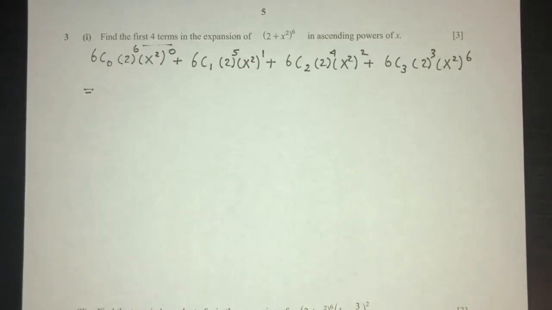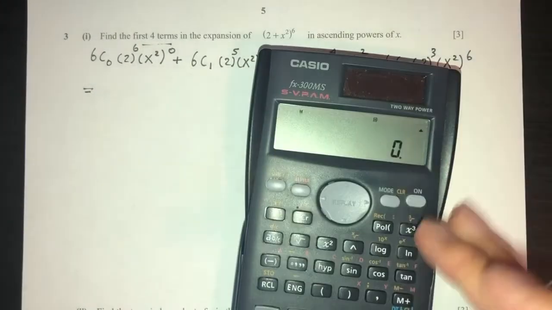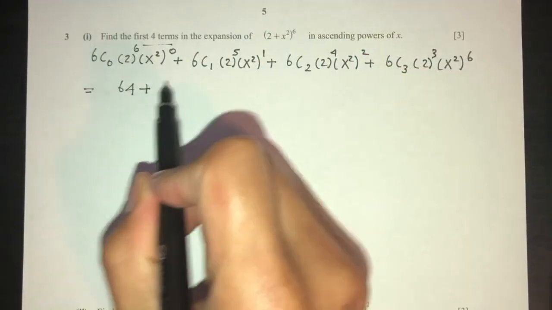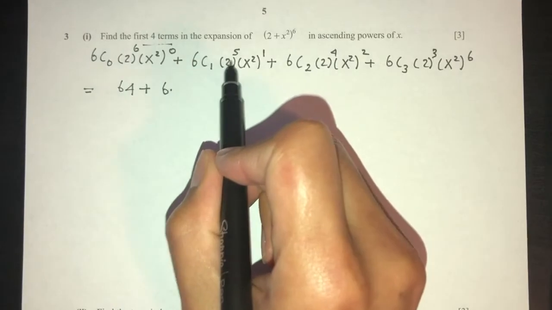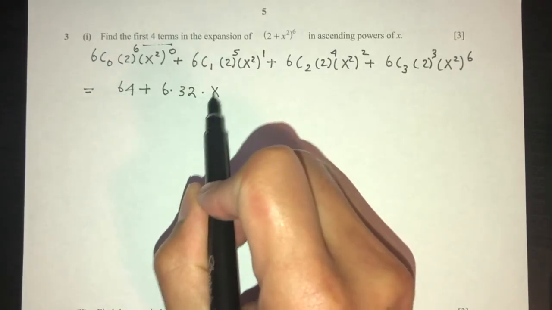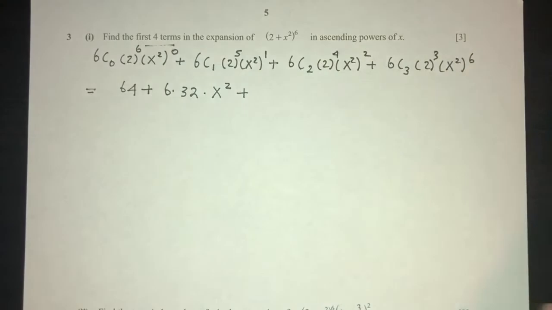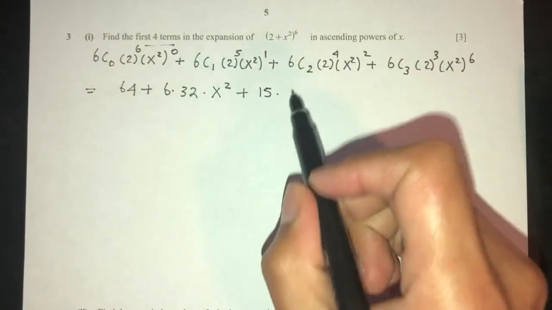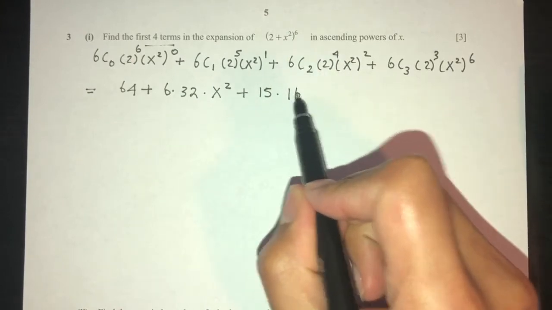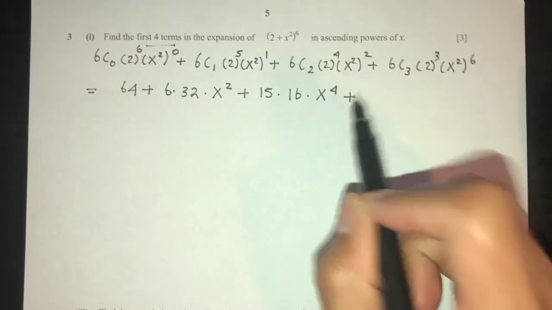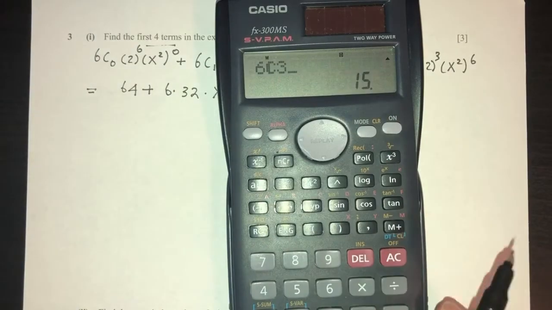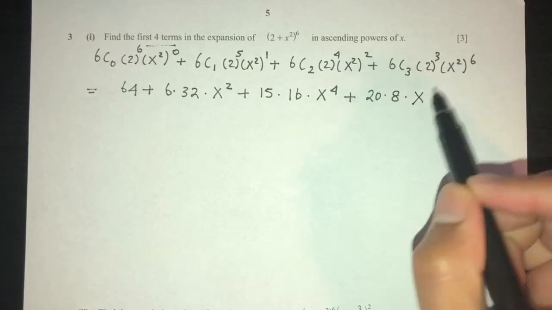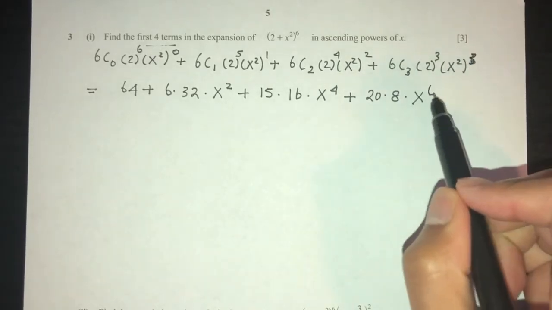First term, 2 power 6 will be what? Let's check. 2 power 6 will be 64, that is the first term, plus 6 choose 1 is 6, times 2 power 5 will be 32, times x squared, plus 6 choose 2 will be 15, 15 times 2 power 4 will be 16, times x power 4, plus 6 choose 3, that is 20, 20 times 8 times x power, this is 3, this should be 3 here, that should be 6.